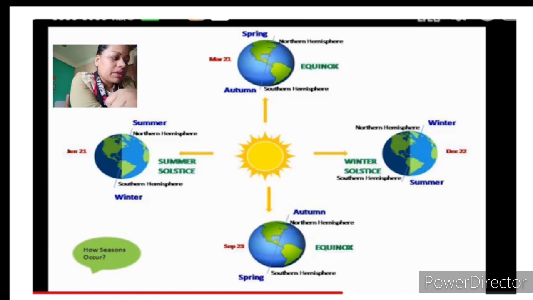On 23rd September, it is autumn season in the northern hemisphere and spring season in the southern hemisphere. The opposite case is on 21st March. So this is a reverse case in both of the cases.